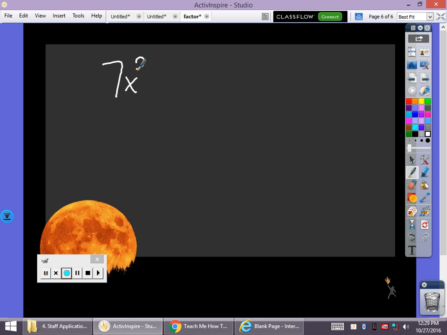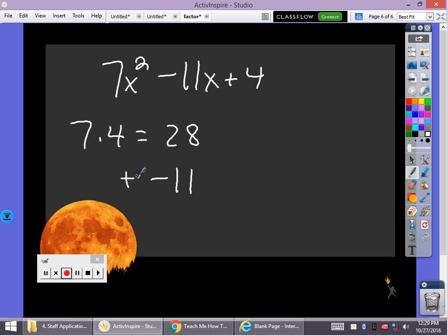7x squared minus 11x plus 4. 7 times 4 is 28. It must add up to negative 11, multiply to 28. What you got for me? Negative 7 and negative 4. So 7x squared minus 7x minus 4x plus 4.